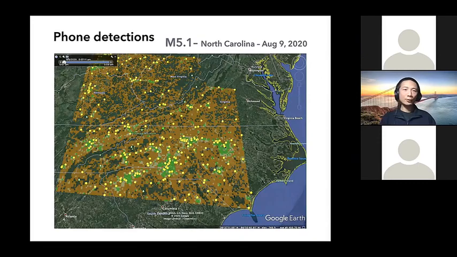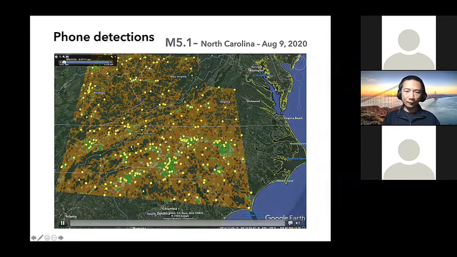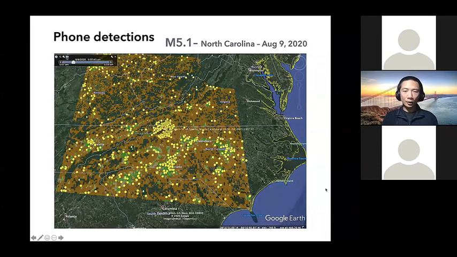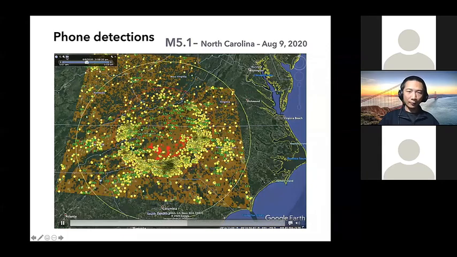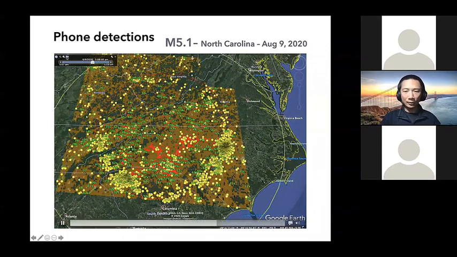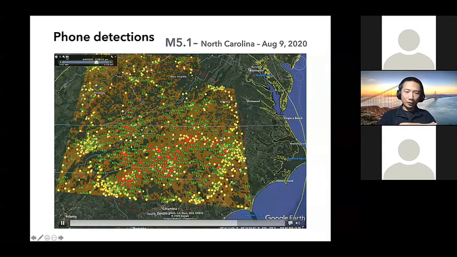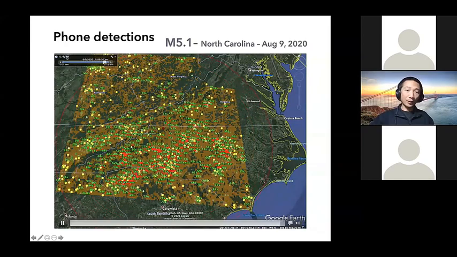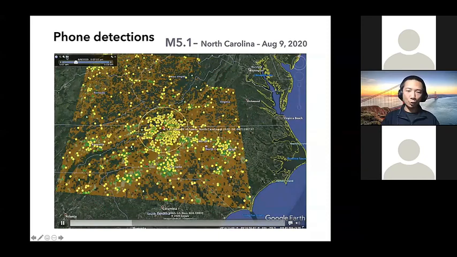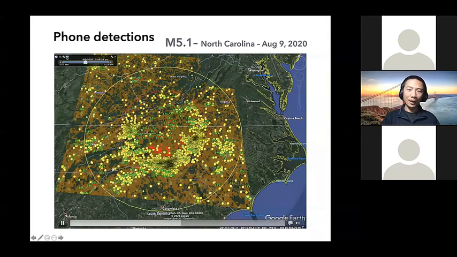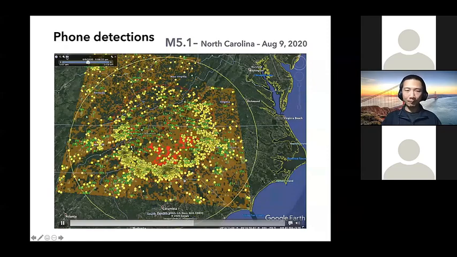To give you some more information, this is using the phone detections from all the Android phones during the magnitude 5.1 North Carolina earthquake this year. Each of these dots is a phone trigger during the earthquake. The earthquake occurred here, with the P wave and the S wave. You can clearly see the phone triggers follow the wavefronts as they propagate across the whole region. So many phones triggered that you can even trace out the S wave wavefront based on these triggers.